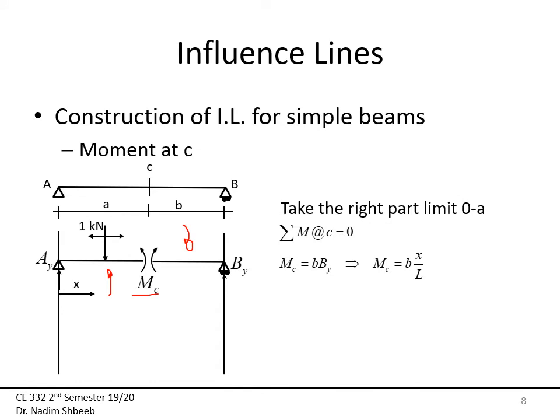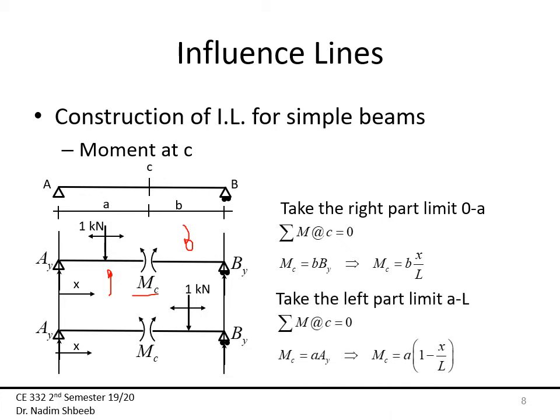So again, the right part, the limit is still from 0 to A. The load is moving here, but I'm just looking at that to get a function for MC, and that's simply B times By. Then MC is going to be B times X over L. Now, as the load is on the other direction after C, or to the right of C, let's say, again I'm going to look over here. Same thing, still the limit is from A to L. Now here the moment is simply going to be A times Ay, then MC is going to be A times 1 minus X over L.